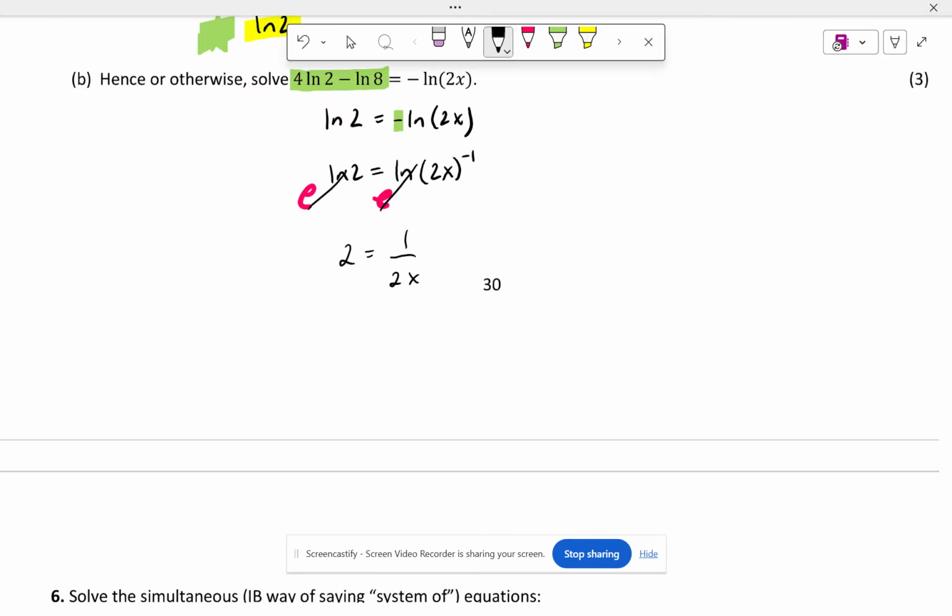How do you solve something like this? Cross multiply. 1 equals 4x divided by 4. X is 1/4.